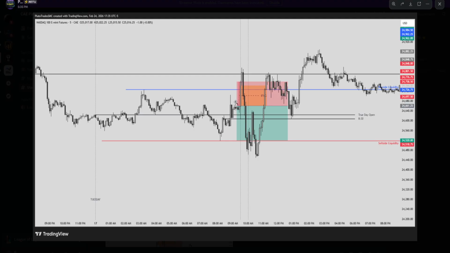We inverted this 5-minute. Your entry would have been right here. Stop loss above this candle's high. Take profit at this low right here. It would have been hit. This was an over 100-point run. It's just that we were so range bound that it looked very small, but it was a lot of points.